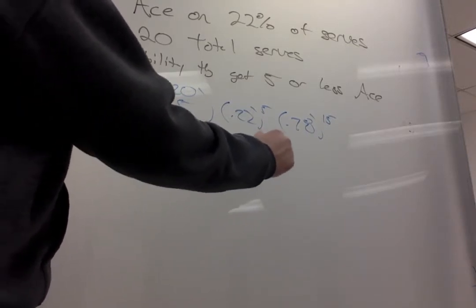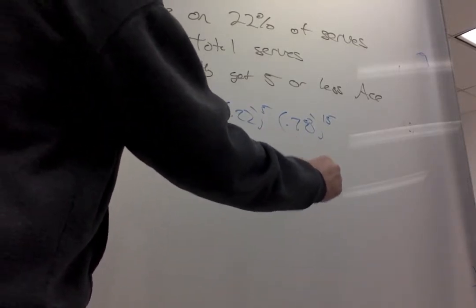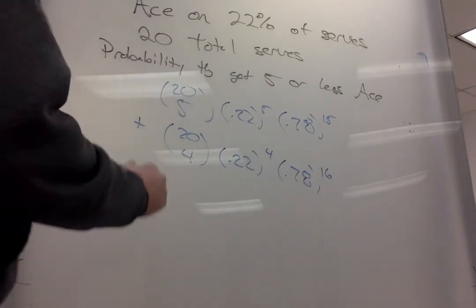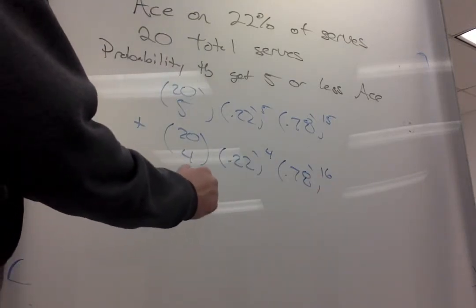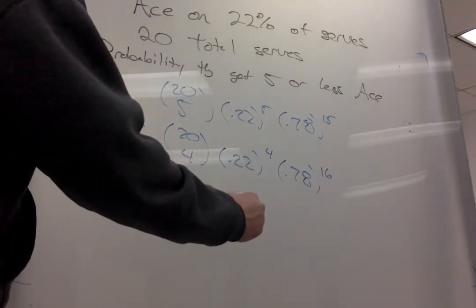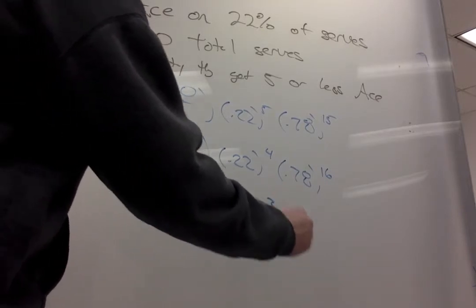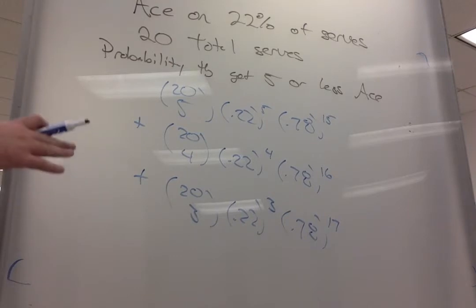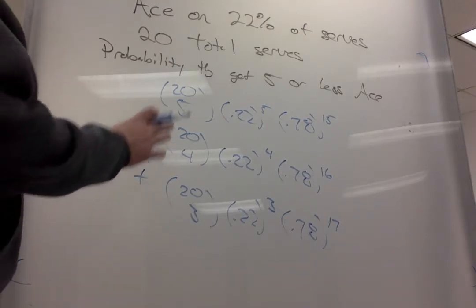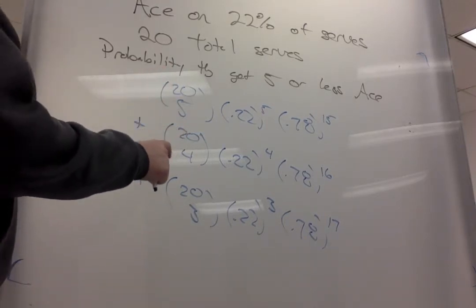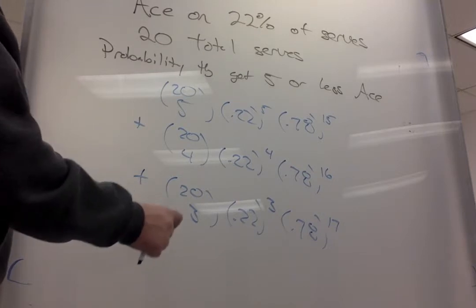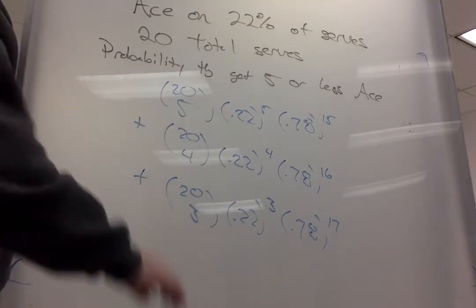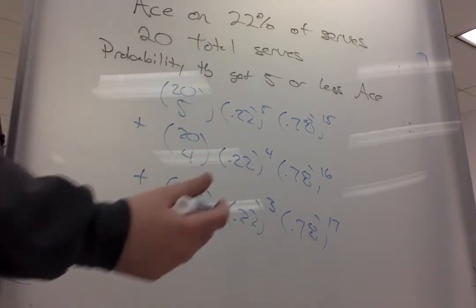That's 22% to the 4th times 0.78 to the 16th. Right, we'll just do one more. If you're staying along with me, great. Choosing 3 to the 3rd and to the 17th. So if you can see the pattern, what happens here, right? Here's the probability of 5, 4, and 3. We could add 2, 1, and 0, add all the values, and answer this question by hand.